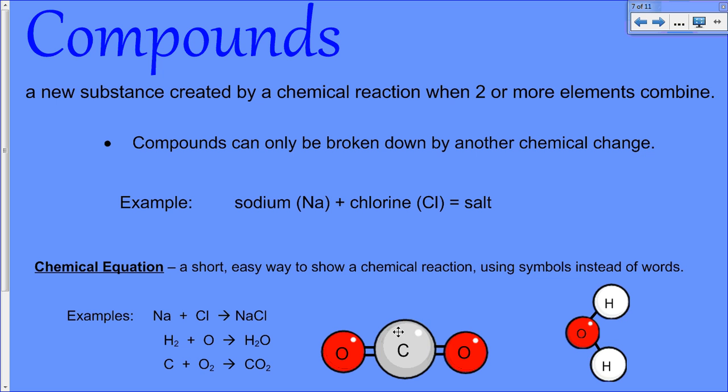So we use a chemical equation to show how elements combine to form compounds. Na plus Cl gives us NaCl, which is salt. Sodium plus chlorine gives us sodium chloride, also known as salt. Hydrogen, chemically combined with oxygen, gives us H2O, or water. Carbon, chemically combined with oxygen, gives us carbon dioxide.